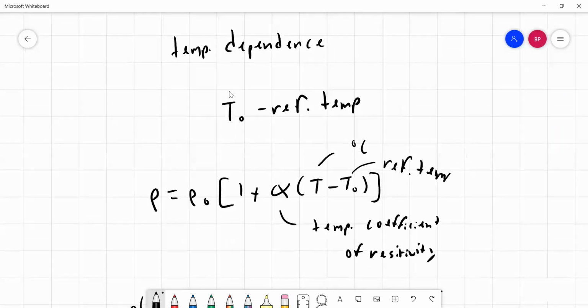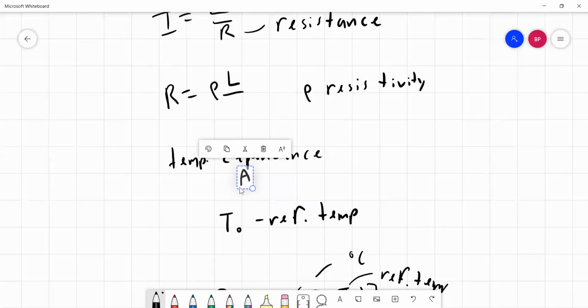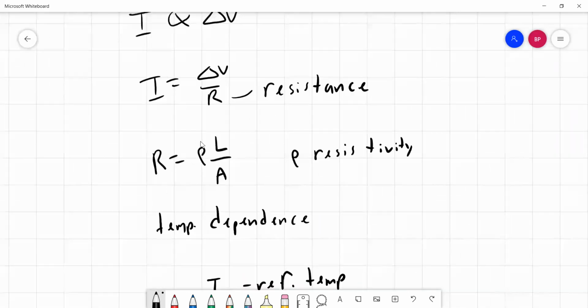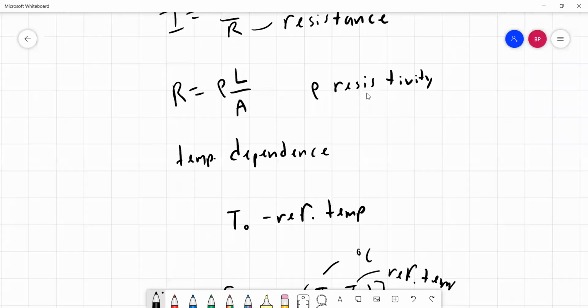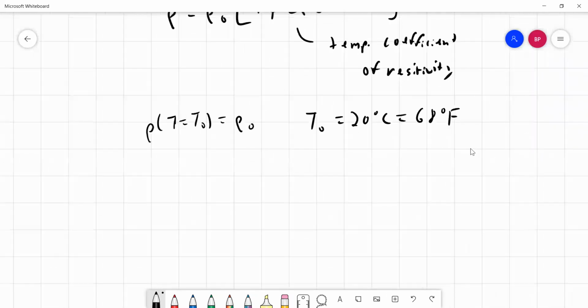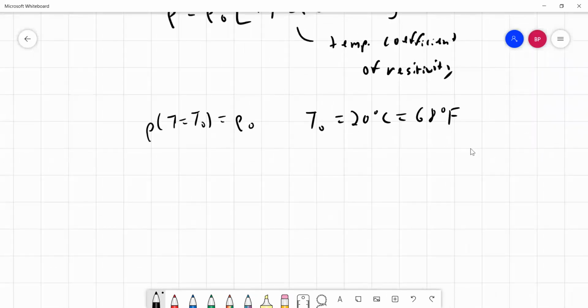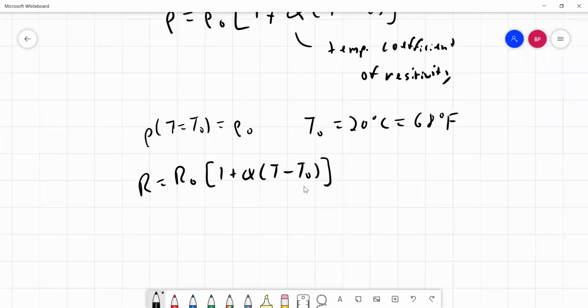And because the resistance is linearly dependent on the resistivity, then the total resistance also has this exact same form. So the resistance is our resistance at the reference temperature times 1 plus alpha times the temperature minus the reference temperature. Okay.